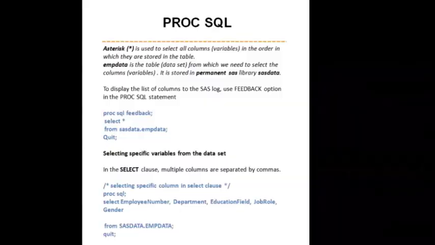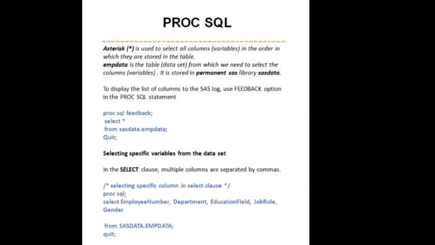Now the select clause also allows you to specify the variables which you want. Let's say from the emp data we only want employee number, department, education field, job role, and gender. You can specify those variables in your select clause. All these variables will be separated by a comma. So that's the syntax that you have to follow when you are specifying more than one variable.